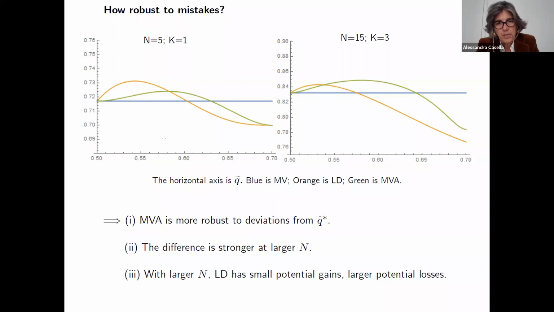But the more interesting finding to me is that the range of possible thresholds over which you have gains over majority voting is larger with abstention. And also the losses relative to majority voting are less. And this is particularly true if you move to the larger group. So if you move to the larger group, you see that abstention does a little bit better than equilibrium delegation.